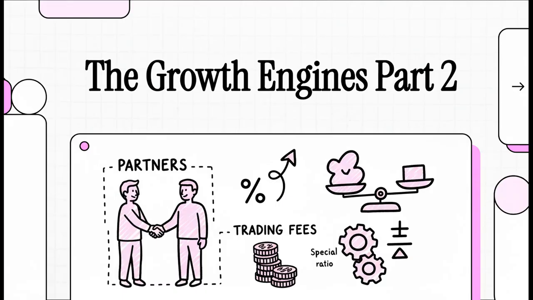Hey everyone, welcome back. So in our last explainer, we covered the first 3 LStake growth engines. Today, we're finishing the puzzle. We're going to dive into the final 4, which are all about partners, trading fees, and this awesome little thing called the ratio. This is where it all comes together.